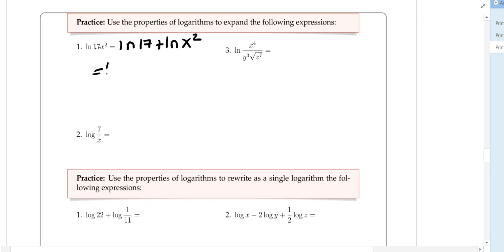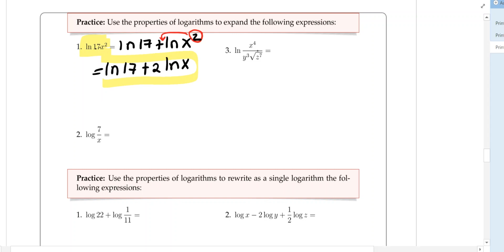Furthermore, we can say that this equals natural log of 17 plus, we're going to use the exponent rule that allows us to bring the 2 in front of the log. So this is going to be plus 2 times natural log of x. So here you go, this is the answer. We have expanded ln of 17 times x squared, and it equals this.